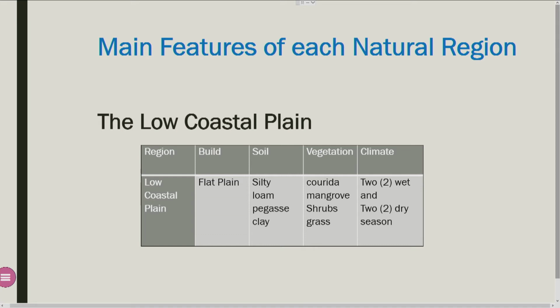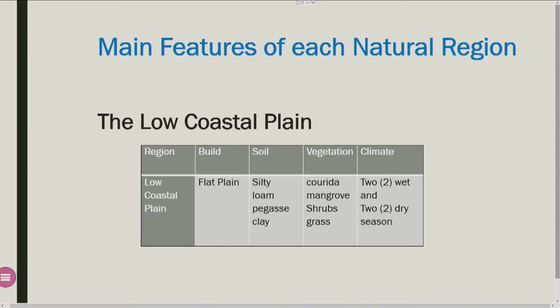Build. When they talk about build, they are talking about the type of land, how it is, what you will find there. The build or the land on the low coastal plain is flat, and we say it is the flat plain. We are going to talk about the soil. The soil is silty, loam, pegasse, and clay. Vegetation. Vegetation is the plants. The vegetation or the plants there are courida, mangrove, shrubs, and grass.